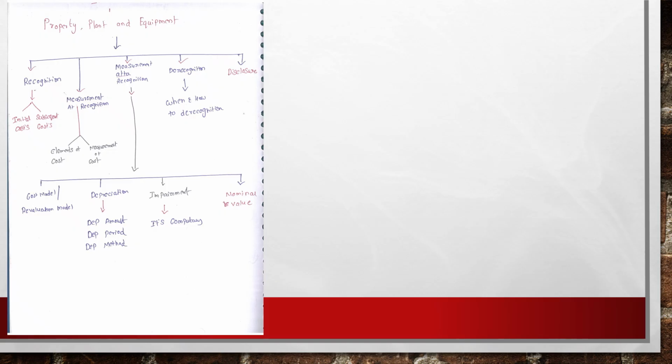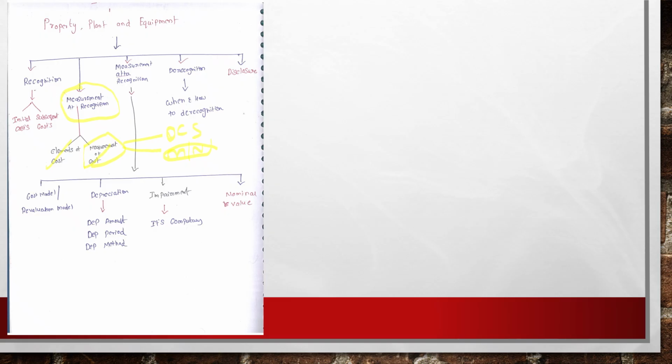Today we will discuss measurement after recognition cost. What is the measurement after recognition? Measurement at recognition, we have completed this. What are the elements of the cost? How do we measure under the deferred credit system and also monetary and non-monetary combinations?